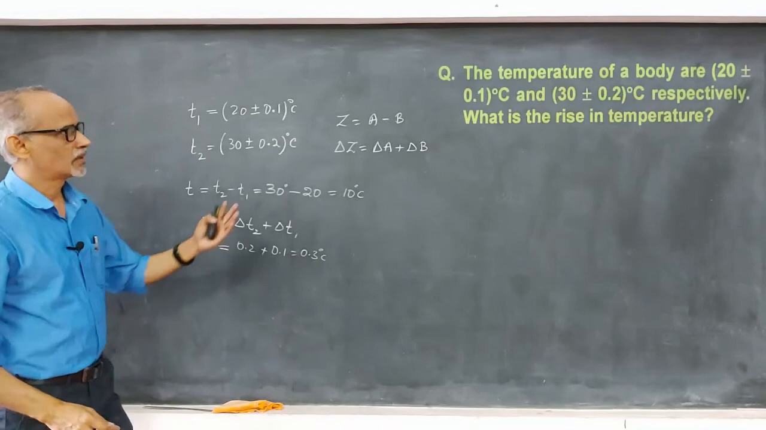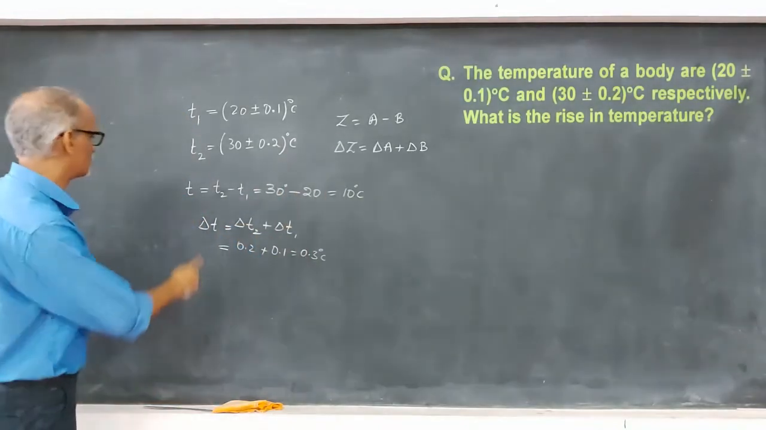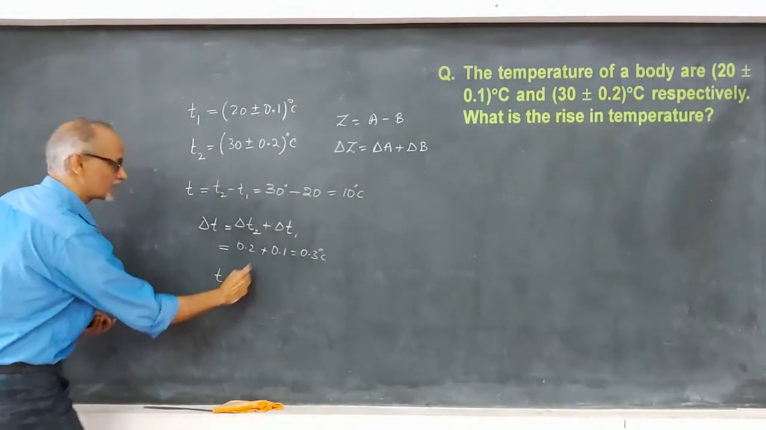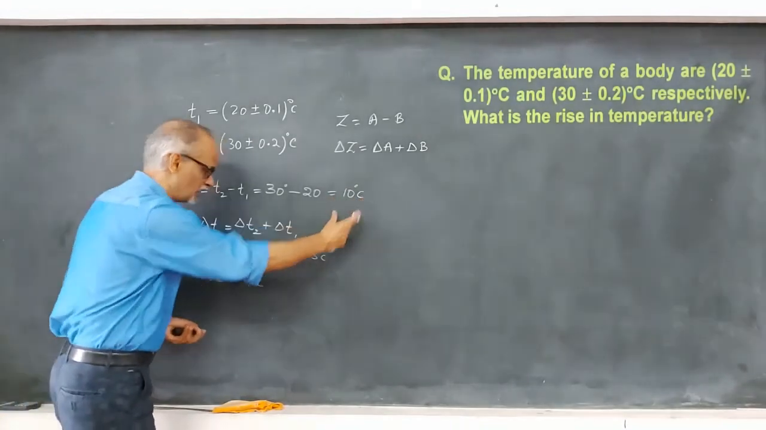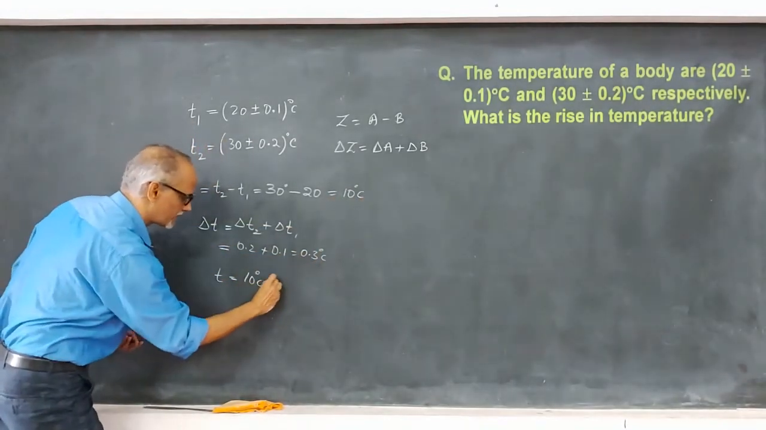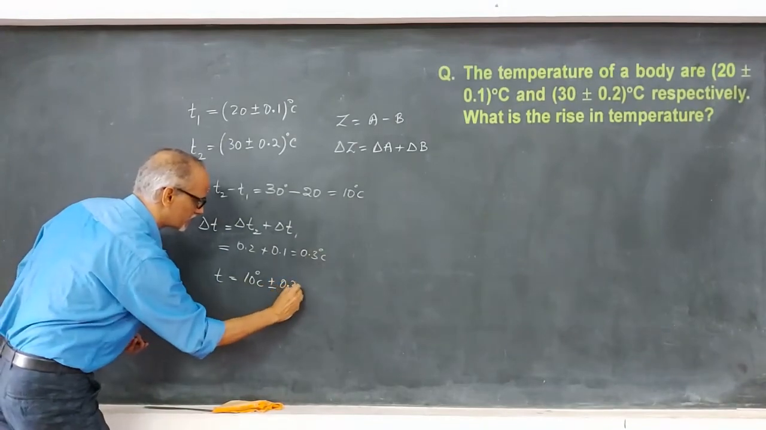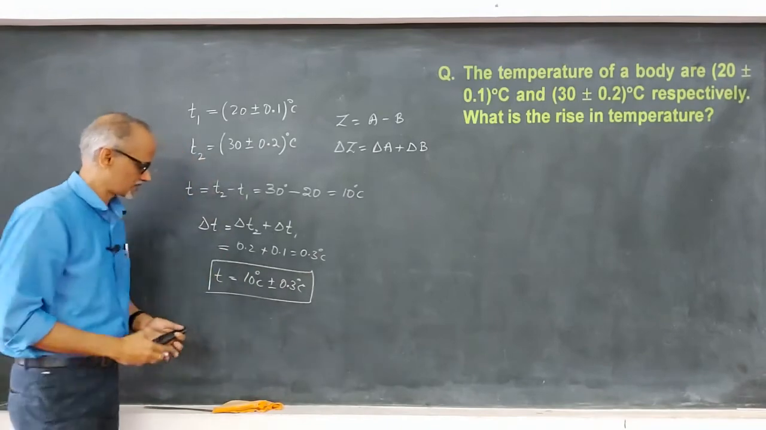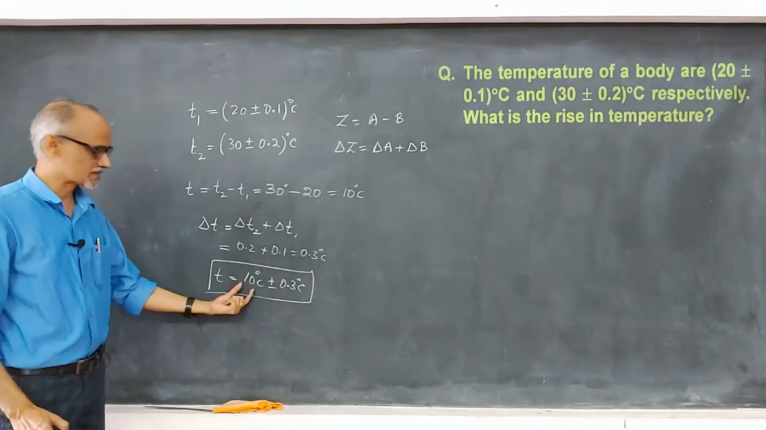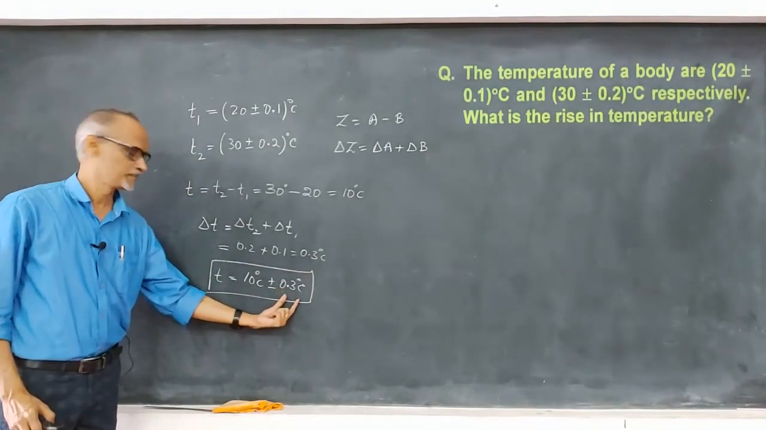So therefore, what is the rise in temperature? The rise in temperature, delta T, is equal to 10 degree centigrade, that is the value, with what error? Plus or minus 0.3 degree centigrade. So this is how we write the final answer. Therefore, the change in temperature is 10 degree with this much error.